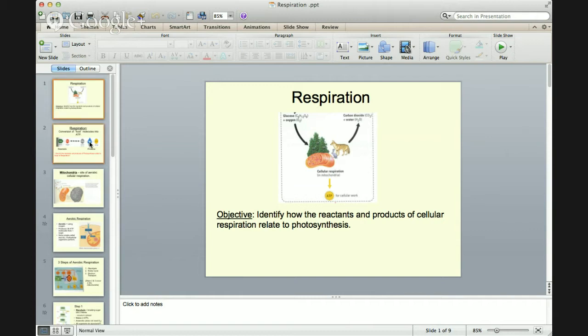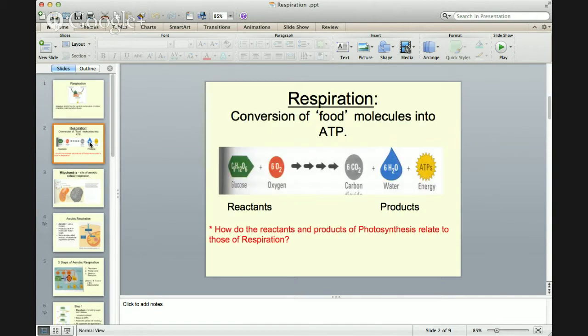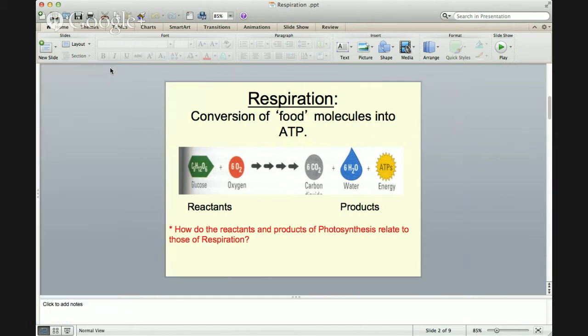So let's take a look at respiration. It's defined as the conversion of food molecules into ATP. And when we talk about food at the most basic level, we're talking about glucose. So right here, C6H12O6. Definitely be familiar with that chemical formula, as well as the name glucose. So I would write both of those down, C6H12O6 and glucose.